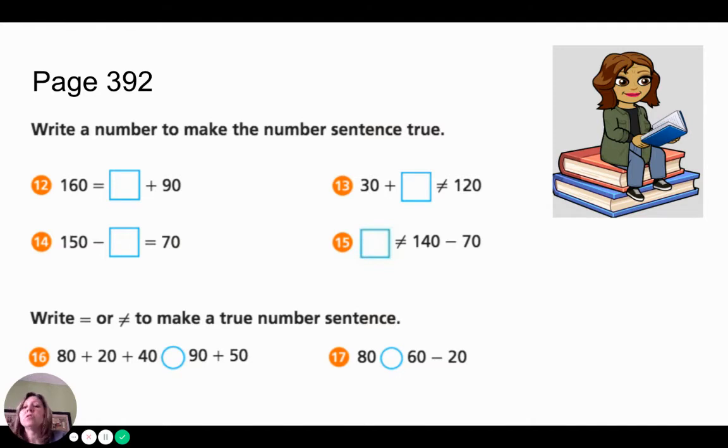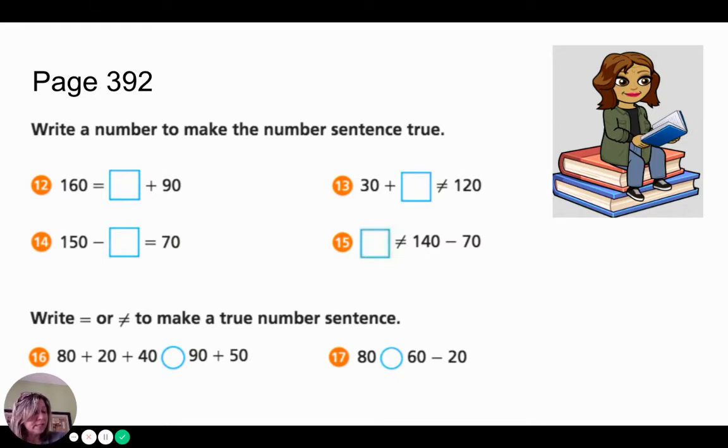All right. So what do we get for number 12? 70. Awesome. How about number 14? 150 minus something equals 70. Did you get 80? Good job. All right, number 13, we said it can be any number that doesn't equal 90. How about number 15? 140 minus 70 is 70. So it can be any number except for 70.